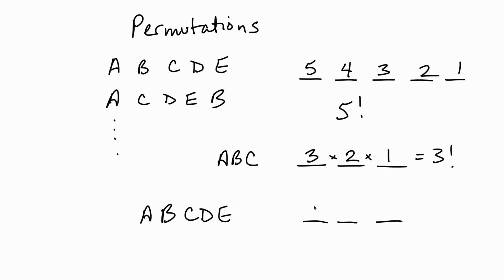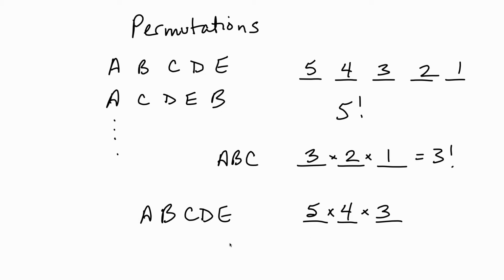Well, in the first slot, I could pick any one of those 5. In the second slot, I could pick any one of the 4 that's left. And in the third slot, I could pick any one of the 3 that are left. So that's 5 times 4 times 3 permutations.